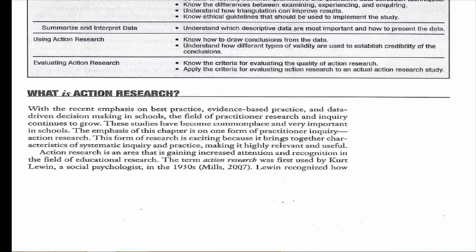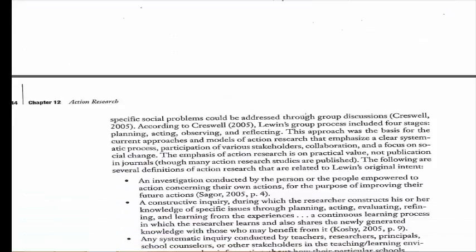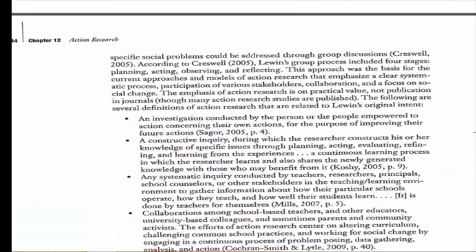It was first used by Kurt Lewin, a social psychologist, in the 1930s. And then we scroll down. He recognized how social problems could be addressed through group discussions. Lewin's group process included four stages: planning, acting, observing, and reflecting. This approach was the basis for the current approaches and models of action research. So again, planning, acting, observing, and reflecting.